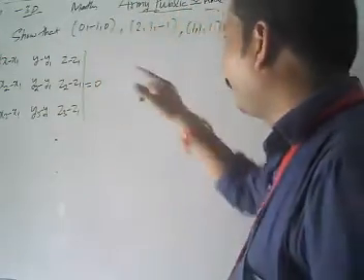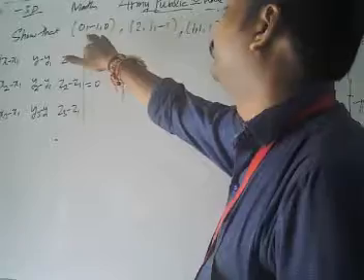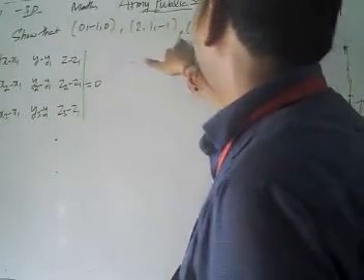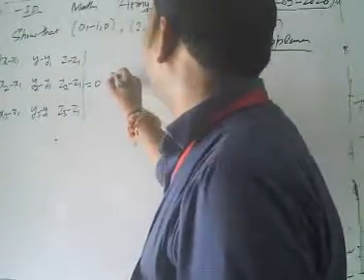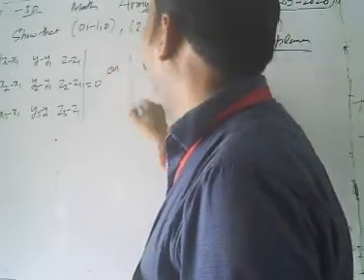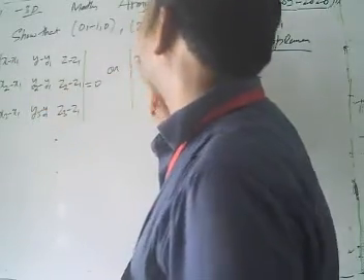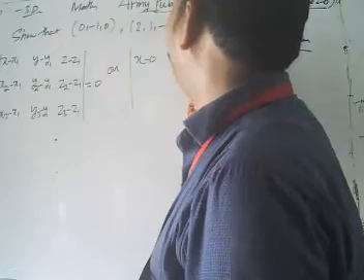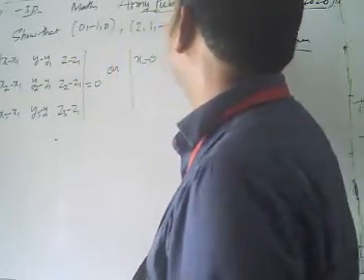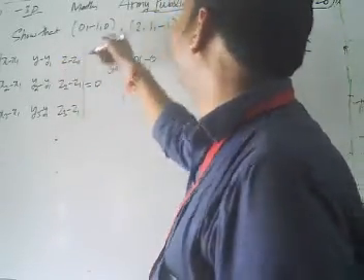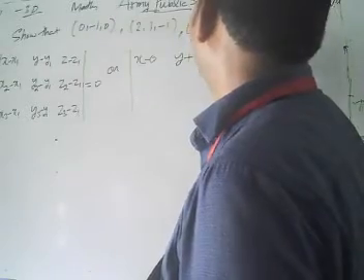Now look, first of all we are going to find the equation of the plane passing through 0, minus 1, 0; 2, 1, minus 1; and 1, 1, 1. Then what do we have? x minus x1 means x minus 0. y minus y1 means y plus 1, and z minus z1 means z minus 0.